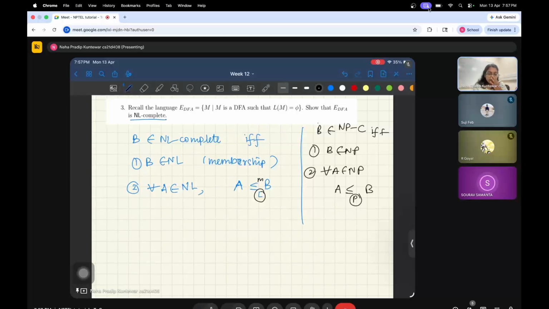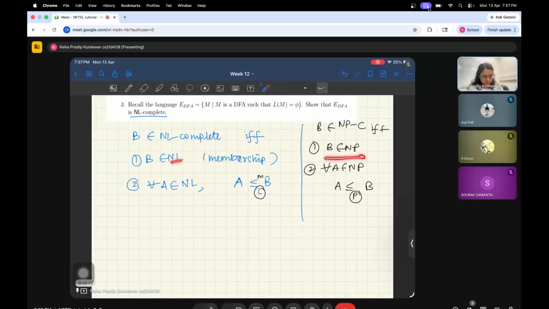Ma'am, NL and NP are the same? Sorry, what and what? NP complete and NL complete. No, they are not the same, right? Because for a language to be NL complete, it must first be in NL, and for a language to be NP complete, it must first be in NP. We don't even know whether every language in NP is in NL.